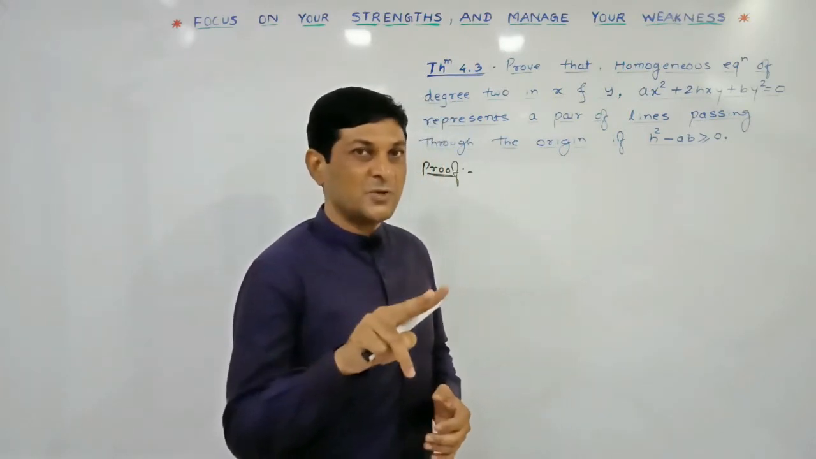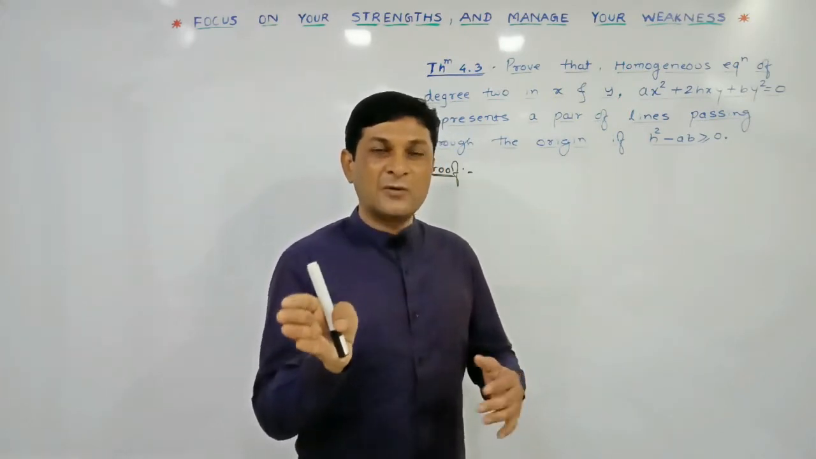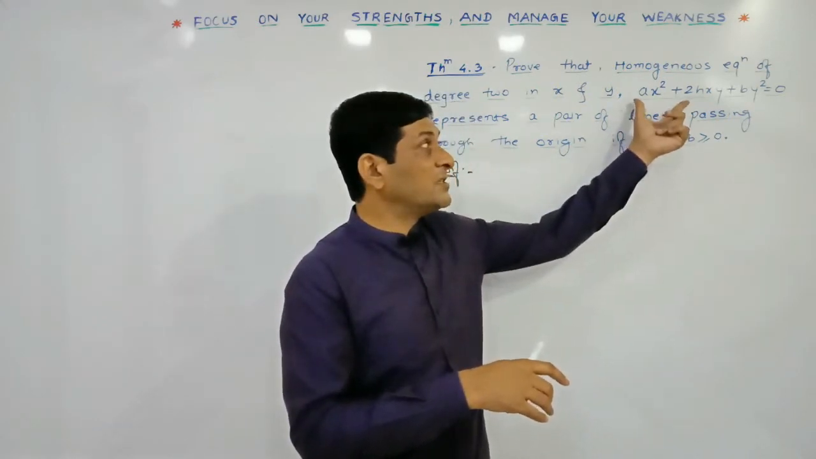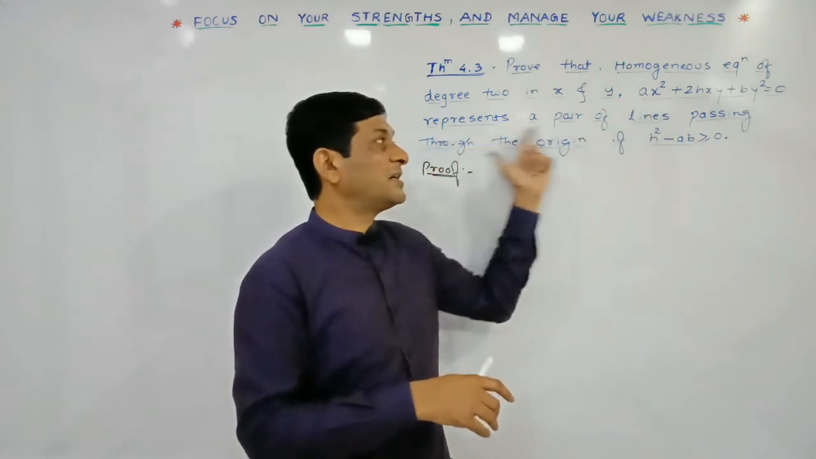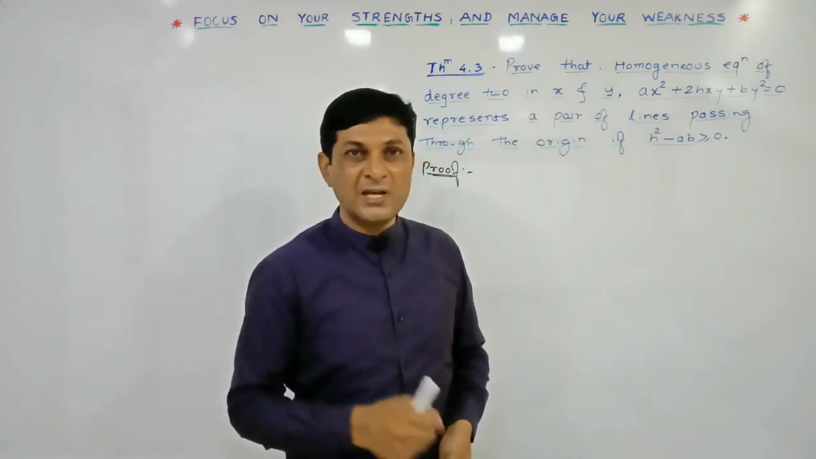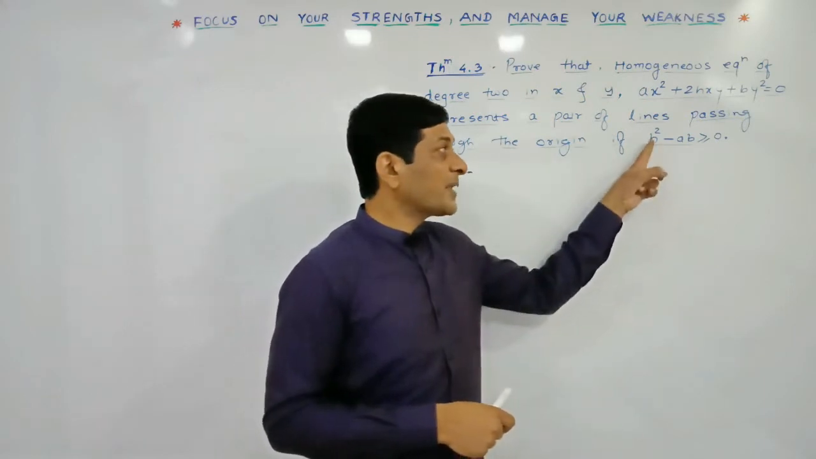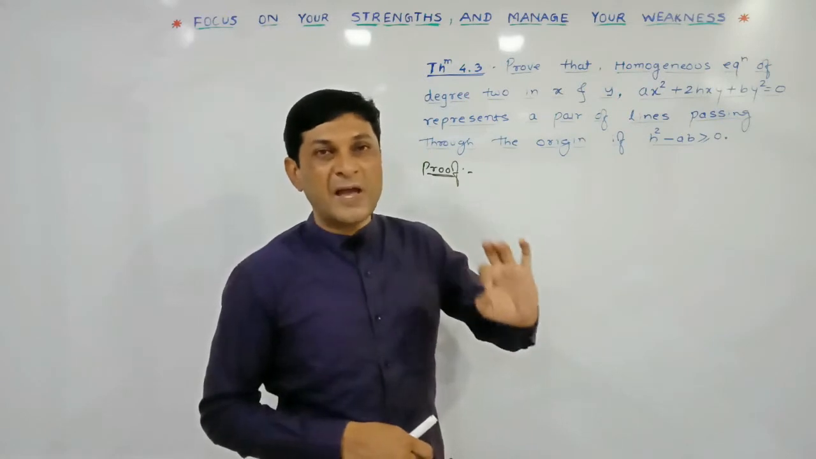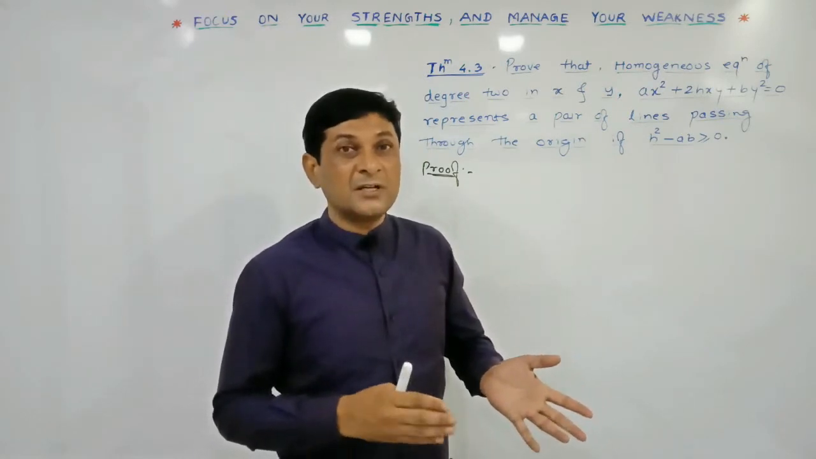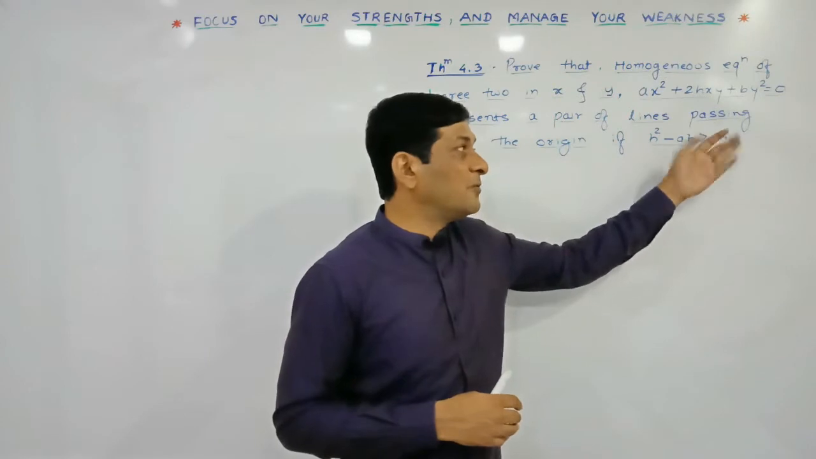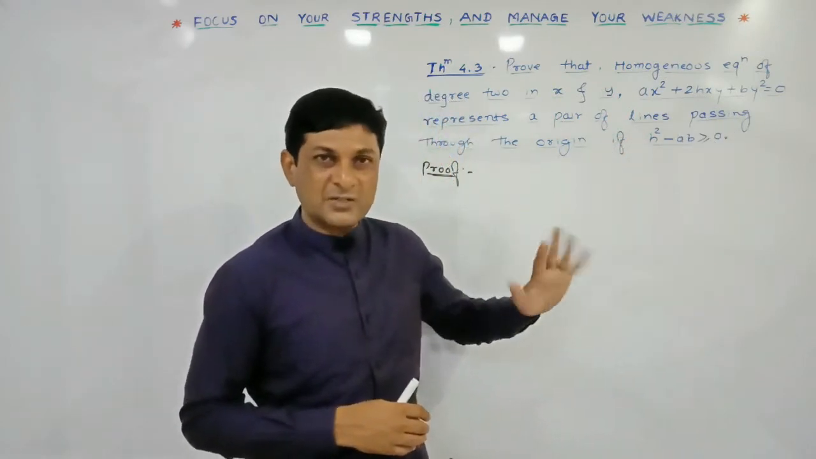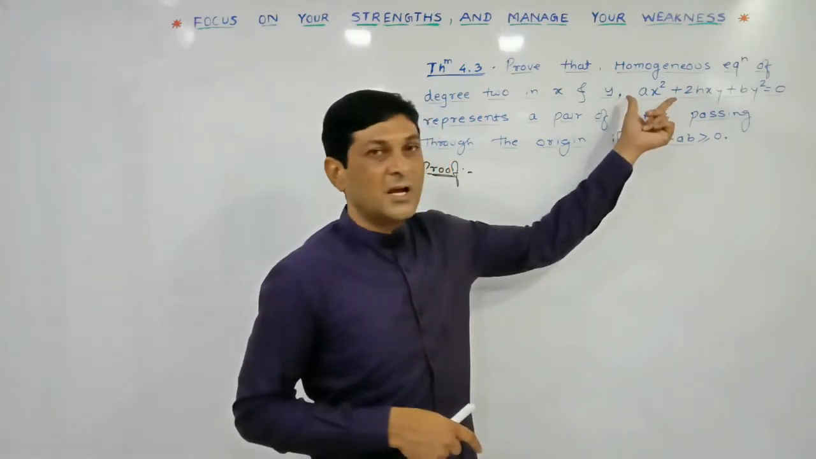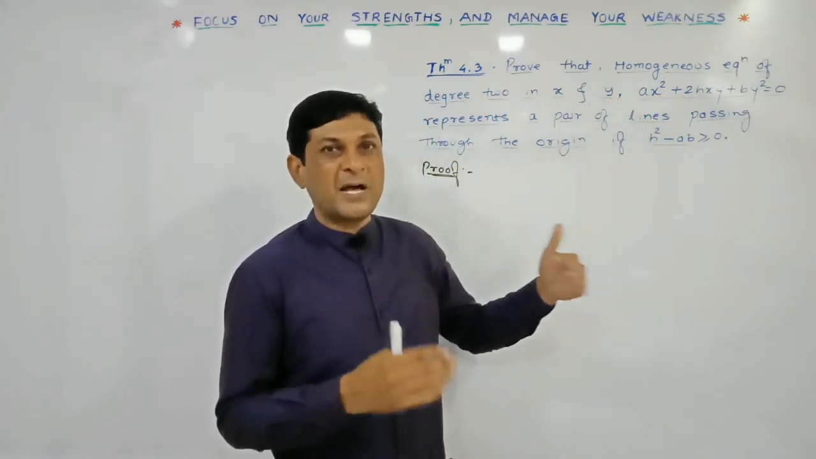In the second theorem, pairs of lines were given and we proved that their combined equation is a homogeneous equation. Here, a homogeneous equation is given and we have to prove that it represents a pair of lines passing through the origin. The important condition is that h square minus ab should be greater than or equal to 0. This value should not be negative. It is either 0 or positive, but not negative. At that time, this equation always represents a pair of lines passing through the origin.